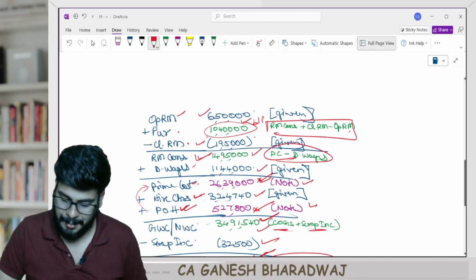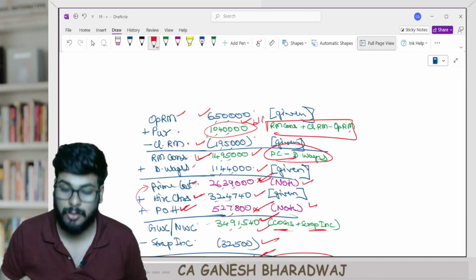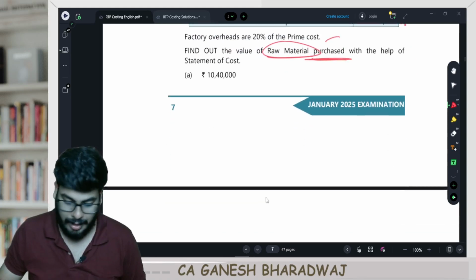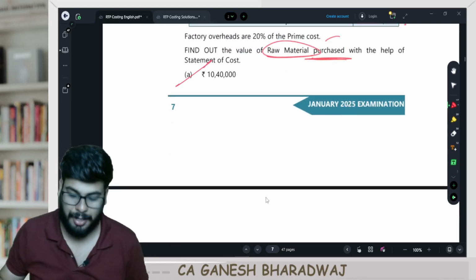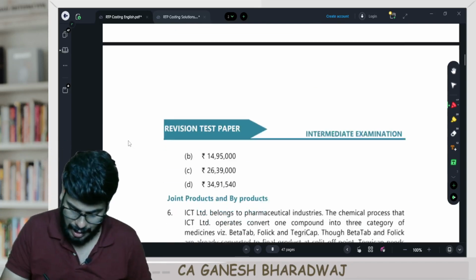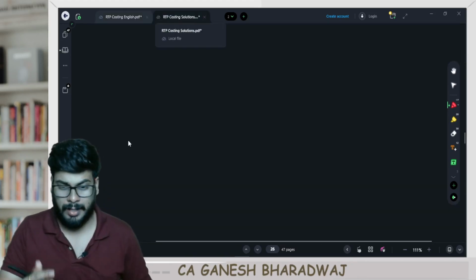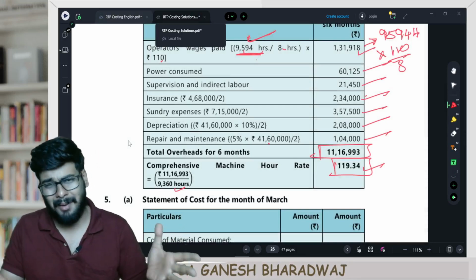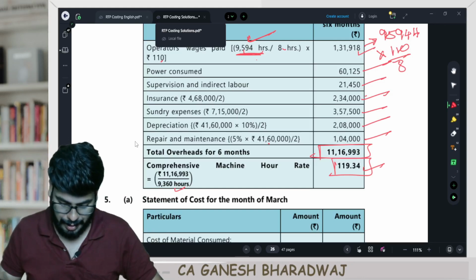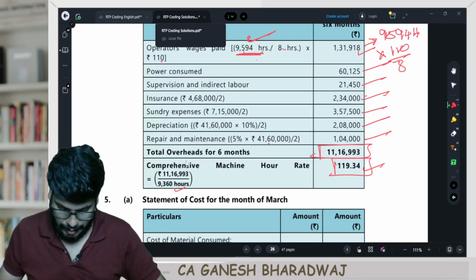So now finally the value of raw material purchase is going to be how much? 10,40,000. So you can just go here and fill it up. It's going to be 10,40,000, which is option number A. Are you clear with this, guys? As simple as that. It's going to be a fairly simple question because there are much more complicated questions in missing figures in our institute study material, right? So that's about this question.